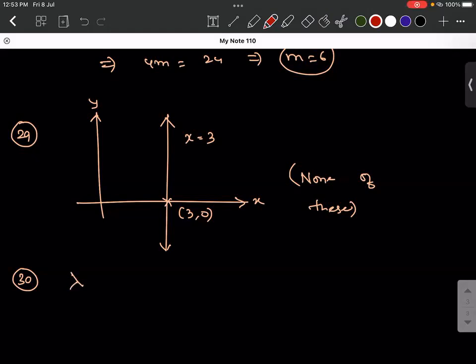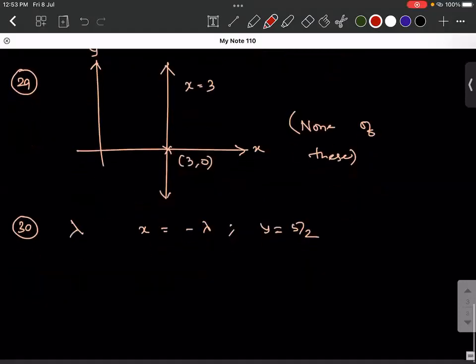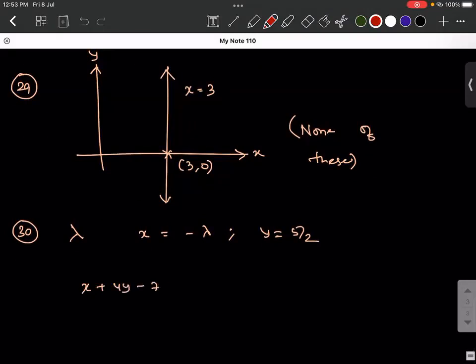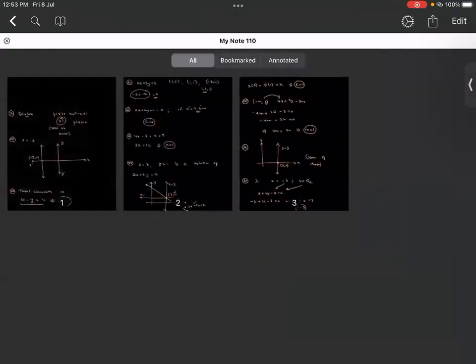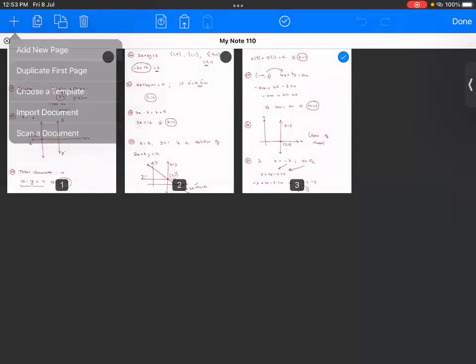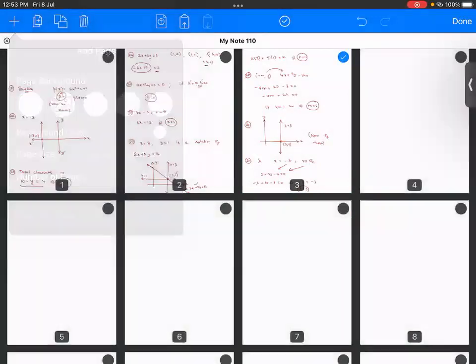That's lambda. Okay. Find the value of lambda if x is equal to minus lambda and y is equal to 5 by 2 is a solution of this equation. X is equal to minus lambda, y is equal to 5 by 2 is a solution of the equation x plus 4y minus 7 is equal to 0. Bring it and substitute it here. Correct.